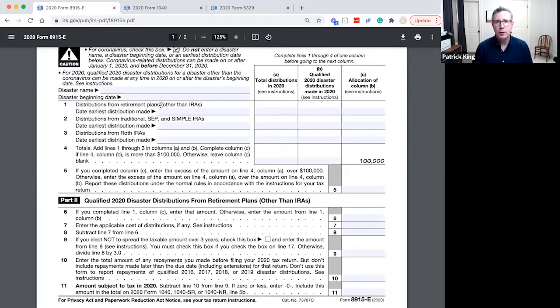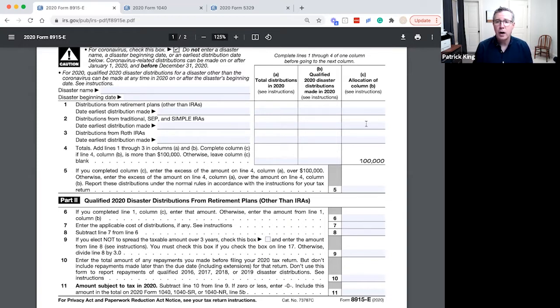It seems that from your comments and everything that I've heard, most of these distributions have been from IRAs of some sort. So that would be line 2. So distributions from traditional, SEP and SIMPLE IRAs go in line 2. So total distributions, you put that right here in column A, line 2, column A. Qualified 2020 disaster distributions. So follow the instructions for this form, but for most people, it's going to be the same amount. Unless you took over $100,000, in that case, follow the instructions.